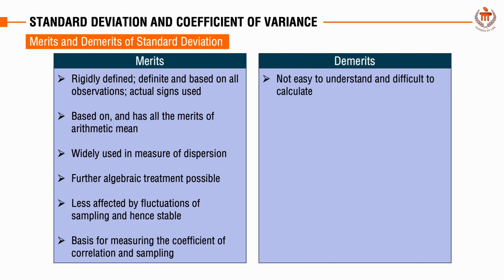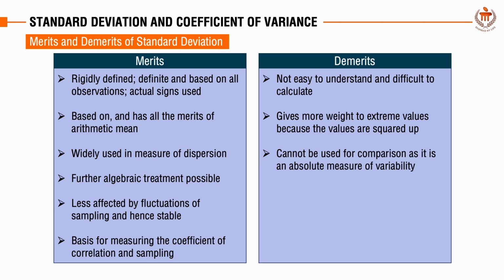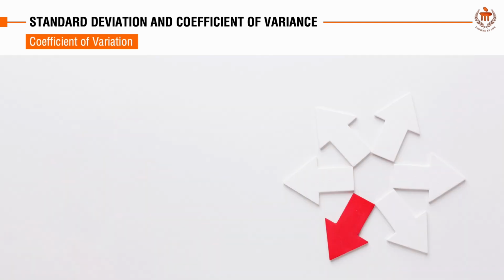Demerits: it is not easy to understand and is difficult to calculate. It gives more weight to the extreme values because the values are squared, and it cannot be used for comparison as it is an absolute measure of variability.